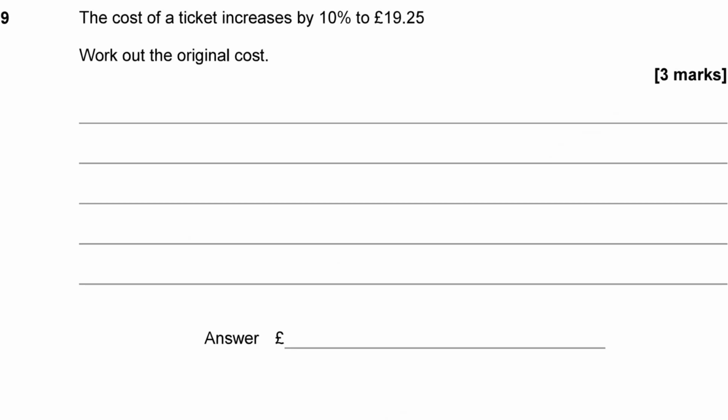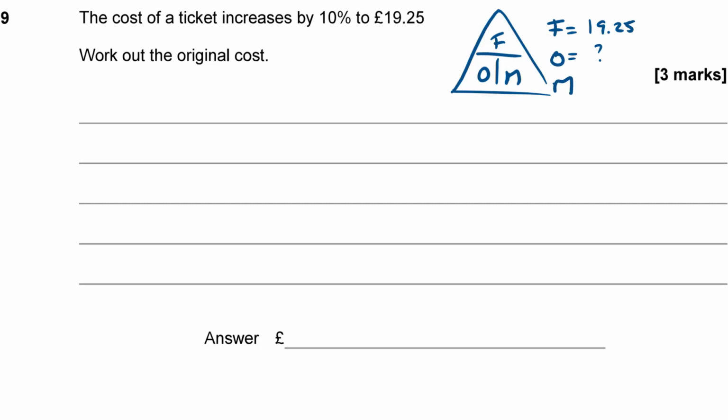So, question 9. The cost of a ticket increases by 10% to £19.25. Work out the original cost. Okay. Now I always do my percentage questions using this triangle: final, original, multiplier. You just cover up the one that you want to find, and then that will give you the equation that you need. So here, I'm working backwards, aren't I? So I've been given the cost after the increase. So the final is 19.25. The original is what I'm trying to find, and the multiplier, it's an increase of 10%.